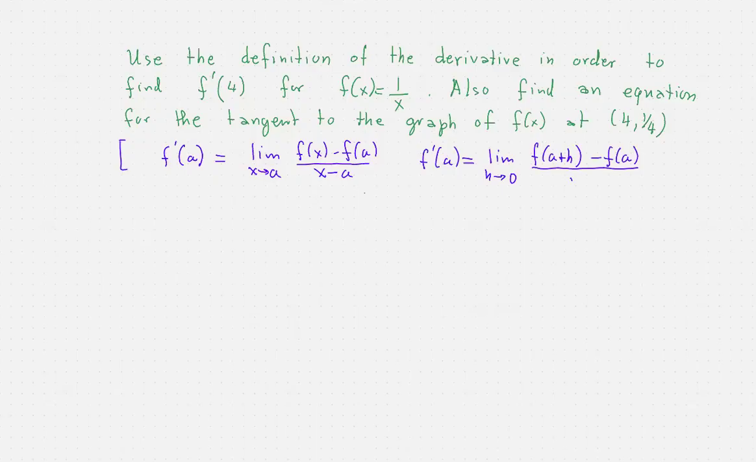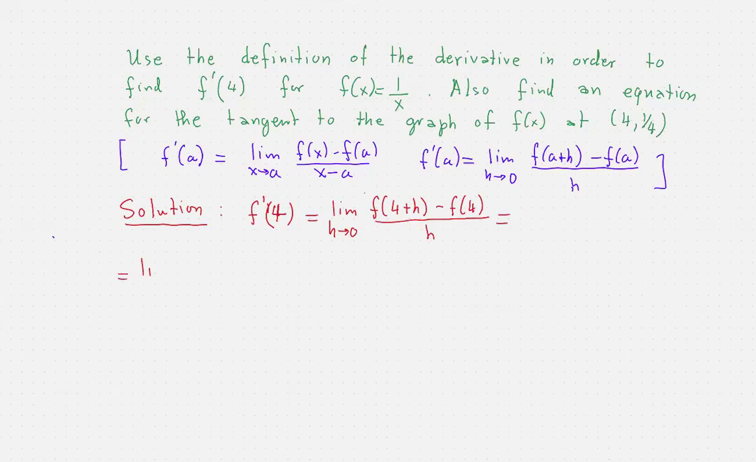So our solution here is as follows. F prime of 4 will be the limit as h tends to 0 of f of 4 plus h minus f of 4 over h, which is equal to the limit as h tends to 0 of 1 over 4 plus h minus 1 over 4 over h.